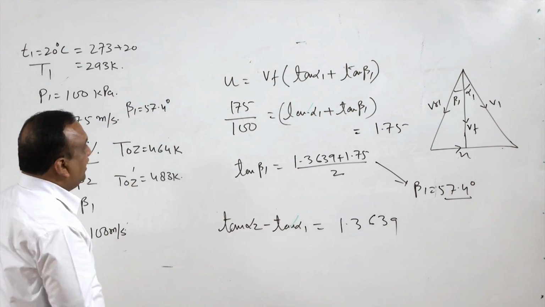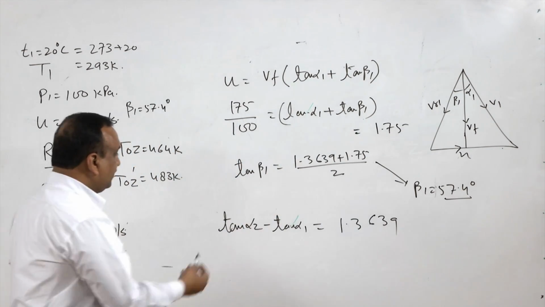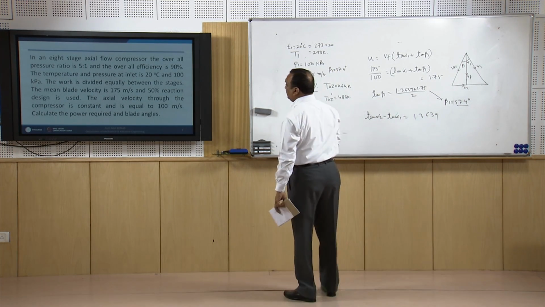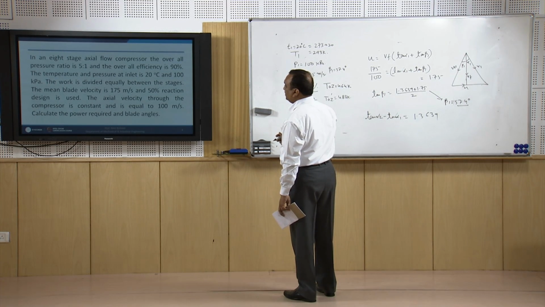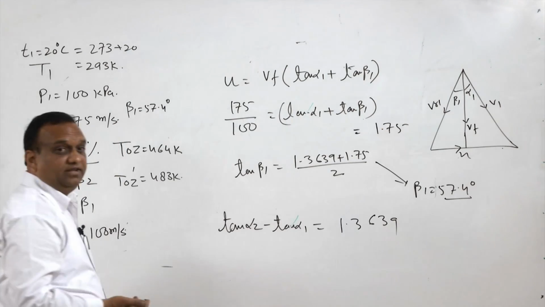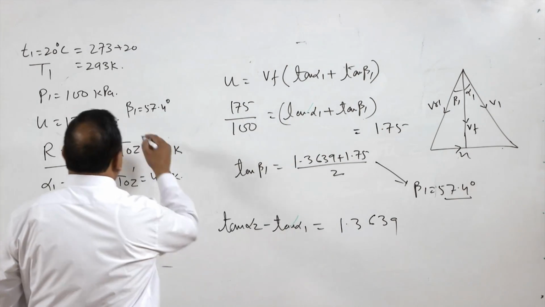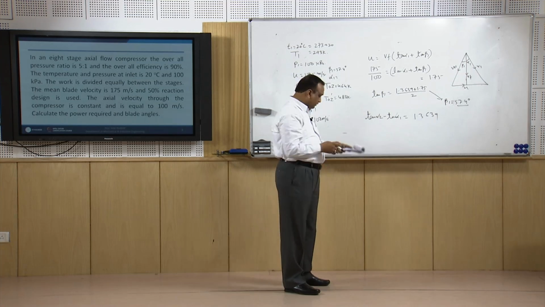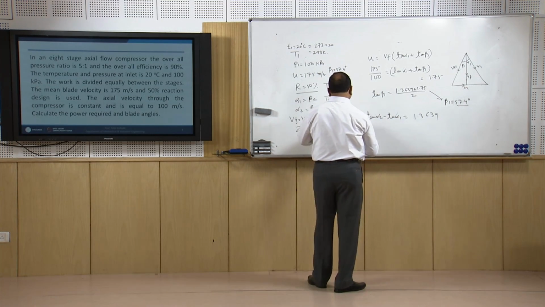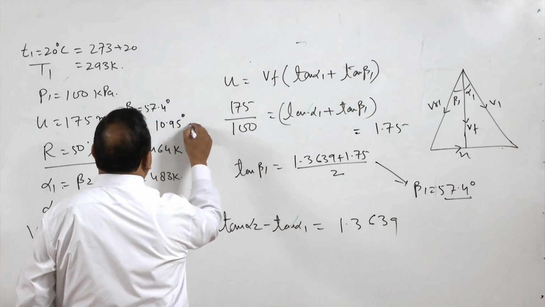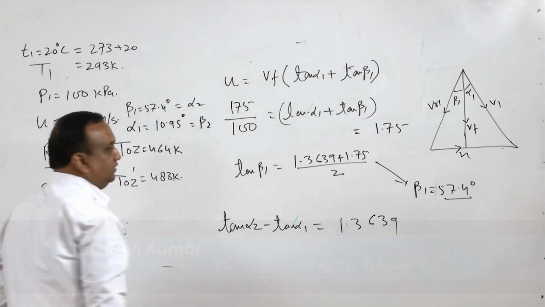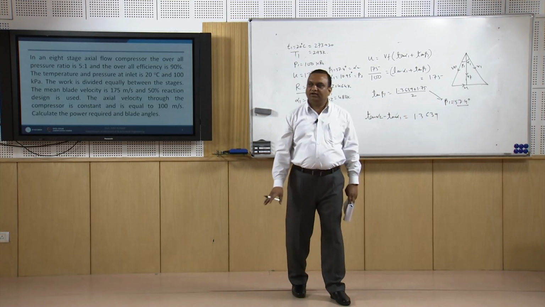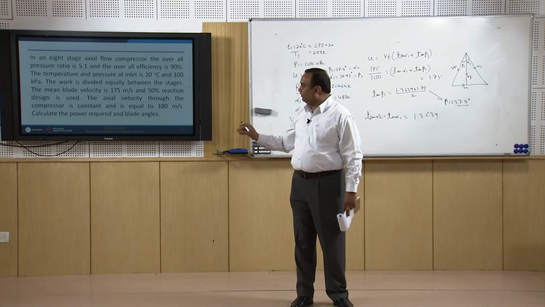Once we have the value of beta 1, from either of the equations we can calculate the other angles, then the power required and the blade angles. With beta 1 known, we can calculate alpha 1, and once alpha 1 and beta 1 are known, we can find alpha 2 and beta 2. Here alpha 1 is 10.95 degrees, which is equal to beta 2, and this is equal to alpha 2. So all blade angles are known here. That is all for today, and in the next class we will start with the characteristics of axial flow compressors.